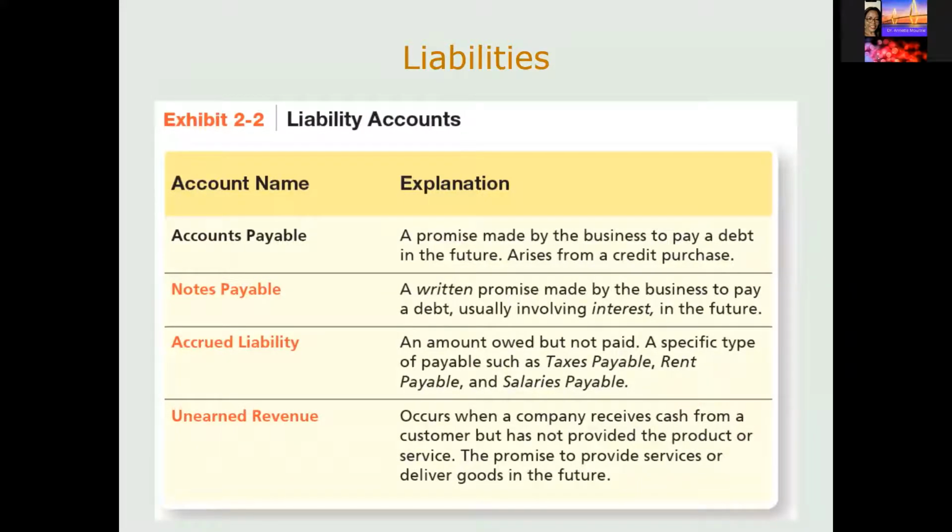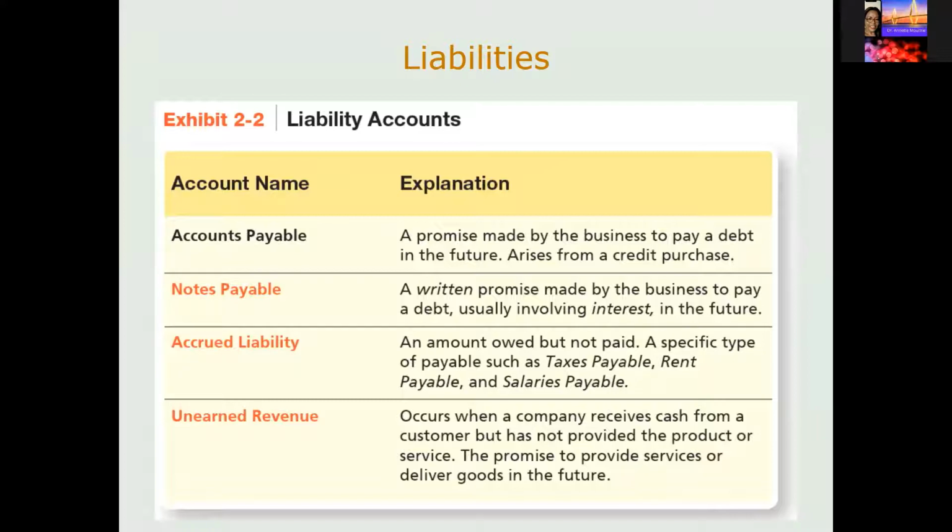A liability is a debt. It's something that the business owes. A business generally has fewer liabilities than asset accounts. A payable involves a future payment of cash. A notes payable is a written promise made by the business to pay a debt, usually involving interest in the future.